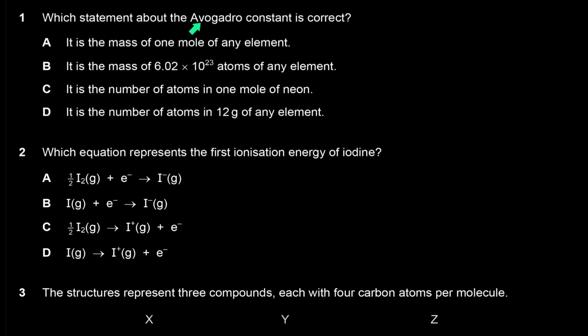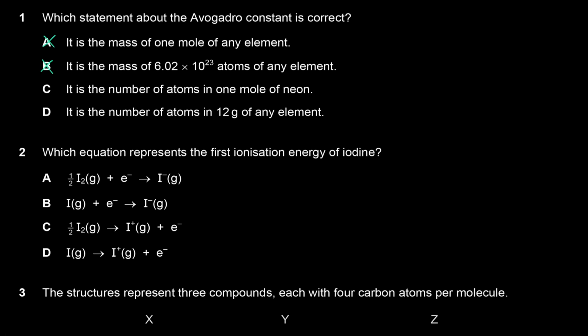So the first thing we know about the Avogadro constant is it's 6.02 times 10 to the power 23, but it represents the number of something that you have. So it doesn't represent the mass at all. So we can easily eliminate A and B over here because it doesn't represent masses.